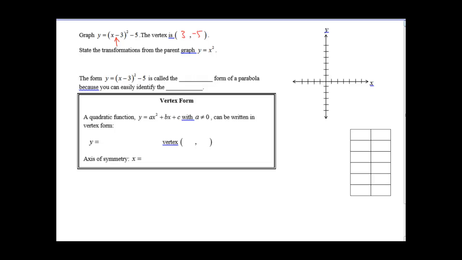So if I come to the far right, if you notice the table that I set here, okay, here's my x's, here's my y.